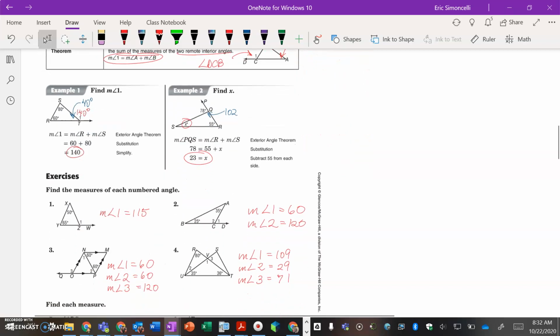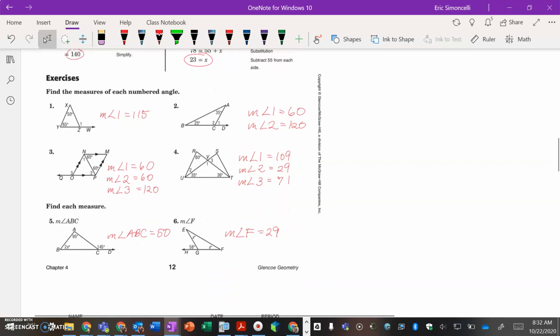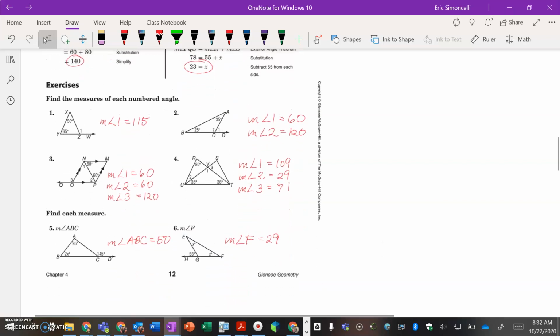Let's do a few questions. I'll probably have you try a couple on your own later as well. So number one, find the measure of each numbered angle, of course. Hopefully you can see that adding the two remote interiors, 50 plus 65, will be equal to the measure of angle 1. And simply, of course, if you add, you end up with 115.